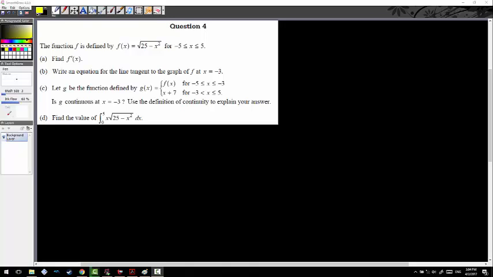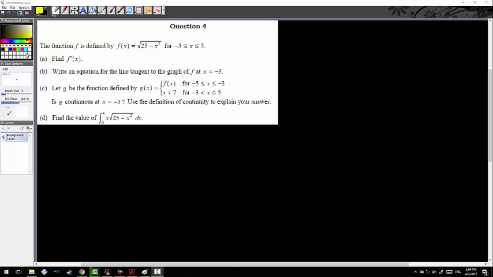Question 4 of the 2012 AP exam, non-calculator. I think it's a pretty straightforward kind of problem. I'm starting to think that 2012 was a really good year to be an AP student. The function f is defined by the radical of 25 minus x squared between negative 5 and 5.